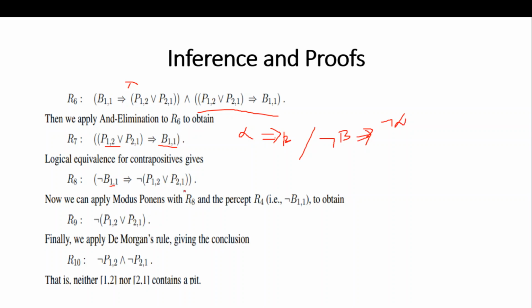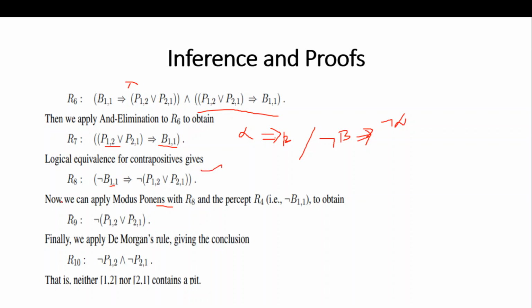Now we can apply modus ponens to rule 8. What is modus ponens? If alpha implies beta and alpha is given, then we can infer beta. So here we apply modus ponens to rule 8.